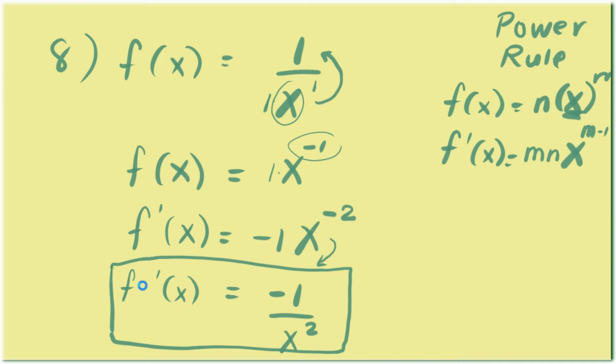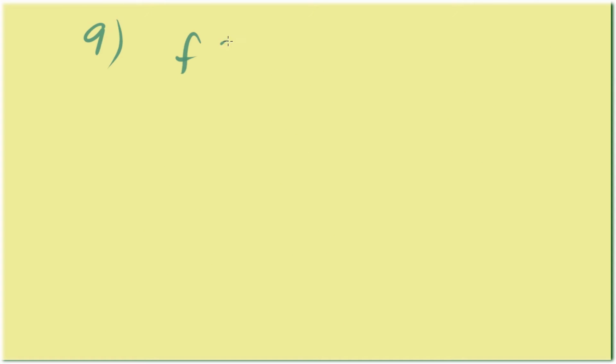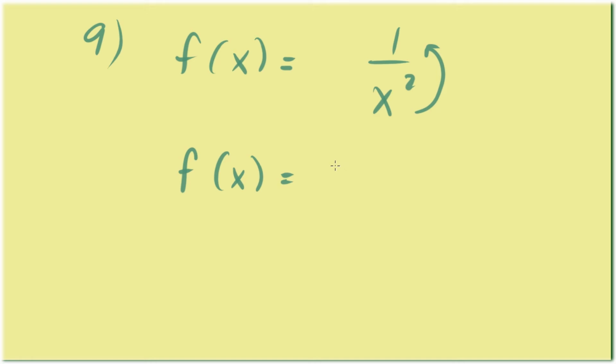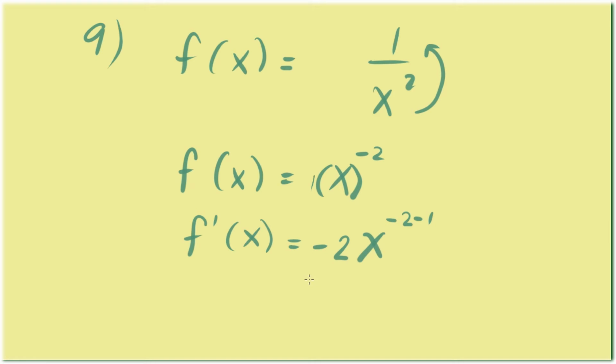Let's see. Let's say f of x is equal to 1 over x squared. How do we rename this? Again, we can move this up and switch the sign to negative 2. Since your variable x is now a numerator, we can start using the power rule. Negative 2 times 1 is negative 2, variable x raised to negative 2 minus 1. That equals negative 2 x to the negative 3.